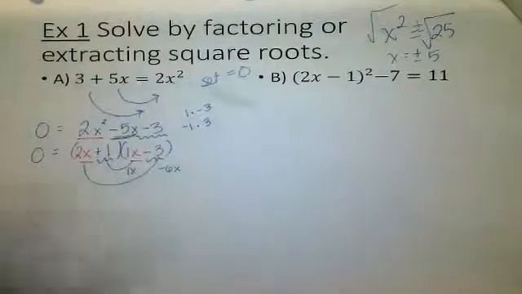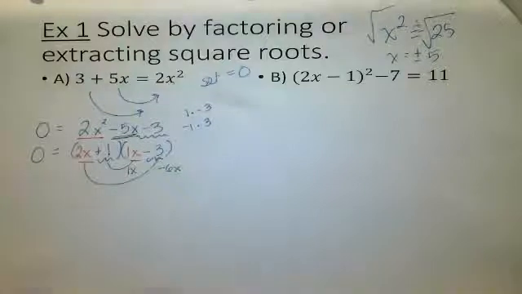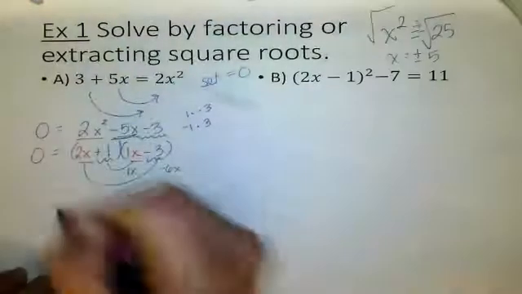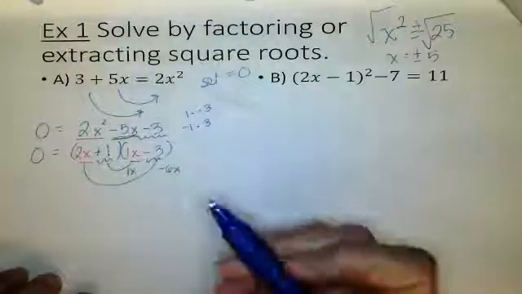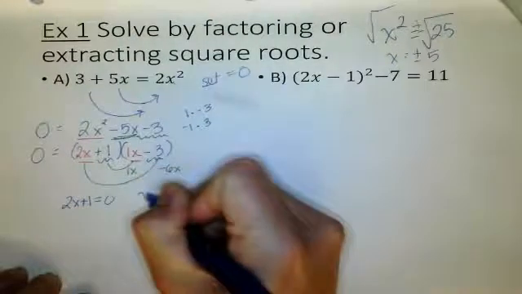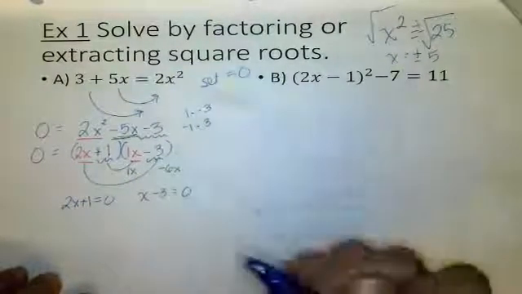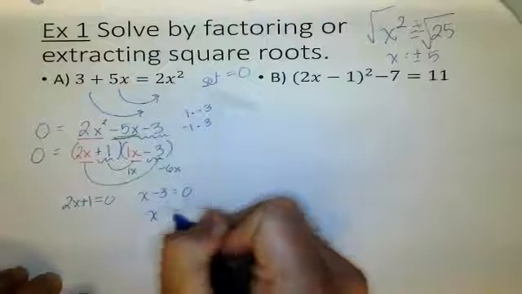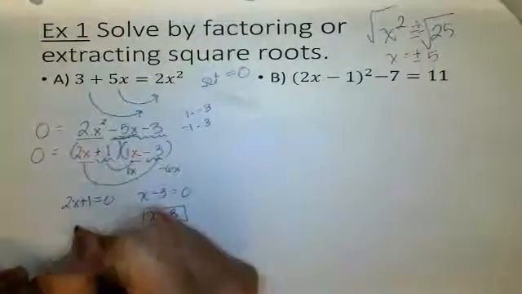Okay, now that you factored correctly, always double check that you factored that correctly. What do you do from there to solve? Set each bubble equal to 0. This one's easy. X equals 3.